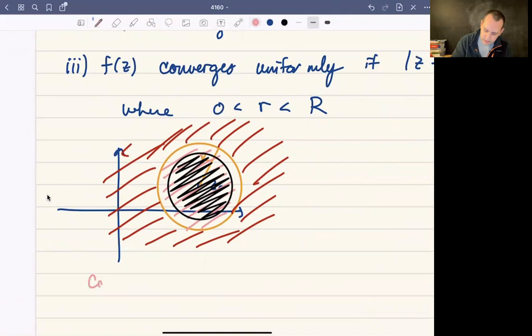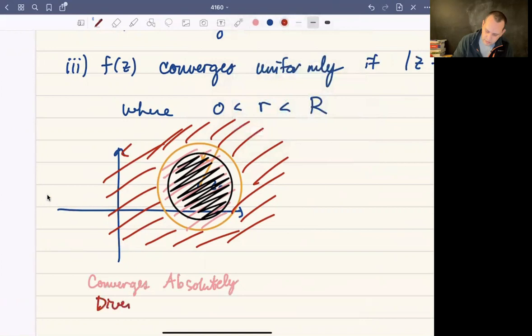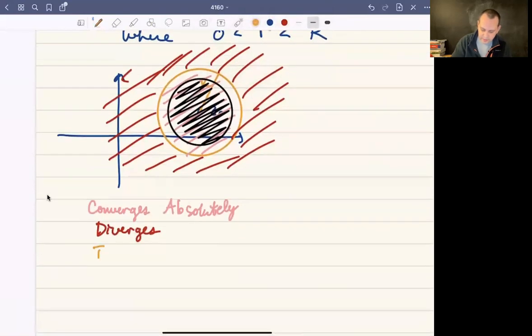It converges absolutely on the pink area. It's going to diverge in the red area. In the orange area, it's inconclusive. And then on the black disk, it's going to converge uniformly.